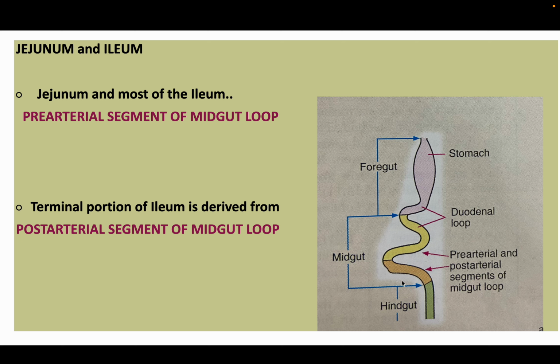So this is the midgut loop which has the pre-arterial segment. We take as a landmark the superior mesenteric artery, which runs in this midgut loop reaching up to the apex of that loop. Above that level we call it the pre-arterial segment and below that level we call it the post-arterial segment. So the terminal portion of the ileum is derived from the post-arterial segment of the midgut loop.